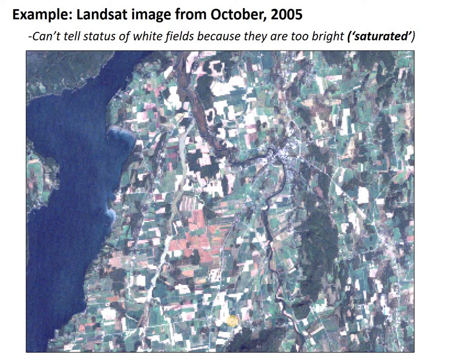And here's a Landsat image taken in October 2005 of the Vergennes area. This is Vergennes, Vermont right here. This is Otter Creek right here. And this is Lake Champlain over here.